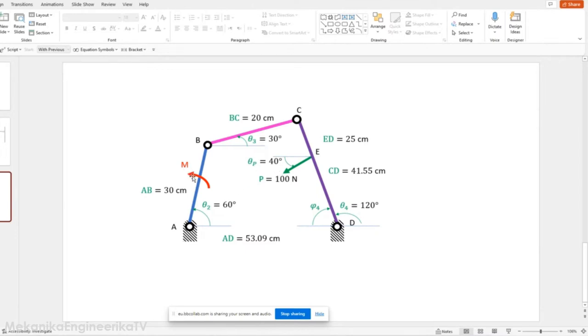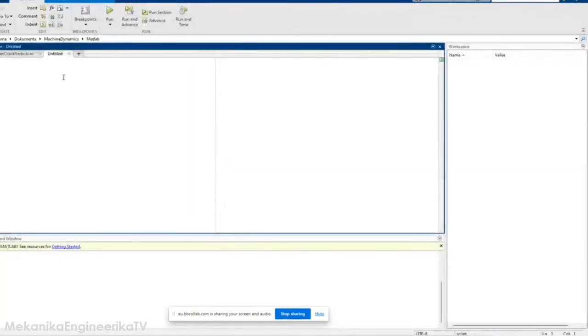We'll try to find the moment M and the reactions. Here we have two reactions, AX and AY, BX and BY, and of course CX, CY, DX, DY, two reactions in each pin joint. So in all, we have nine unknowns, two reactions in each pin joint, plus the moment. So we are going to write a program in MATLAB to solve this equation.